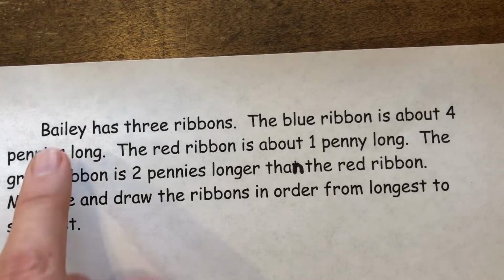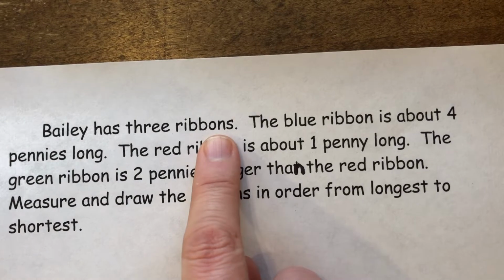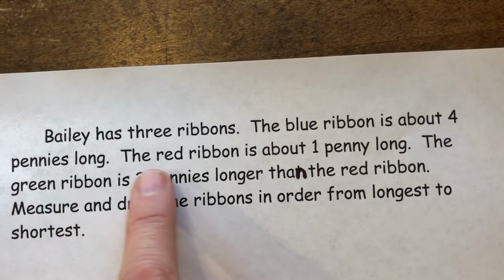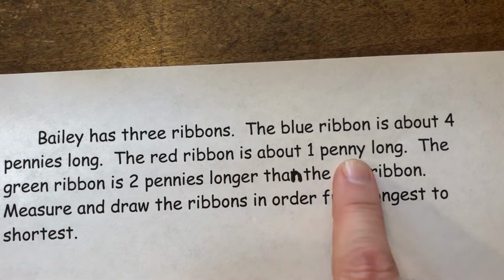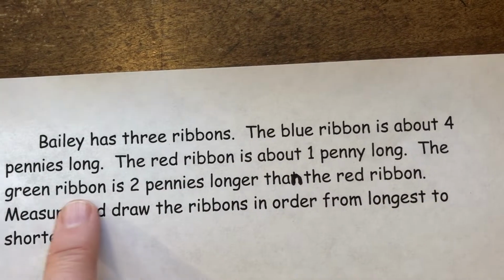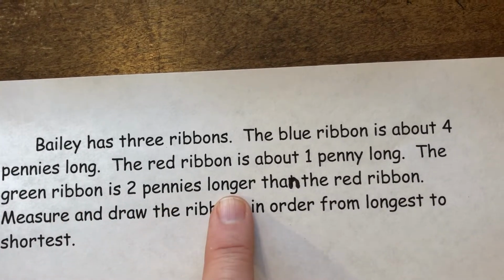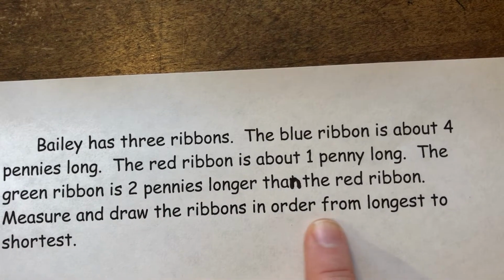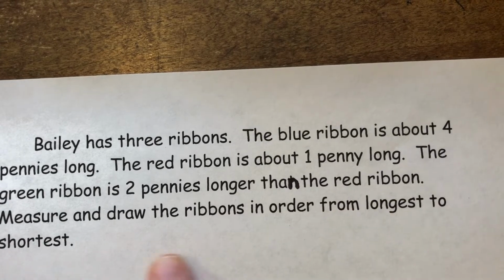Read it with me this time. Bailey has 3 ribbons. The blue ribbon is about 4 pennies long. The red ribbon is about 1 penny long. The green ribbon is 2 pennies longer than the red ribbon. Measure and draw the ribbons in order from longest to shortest.